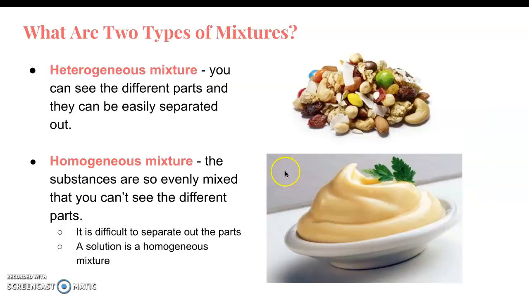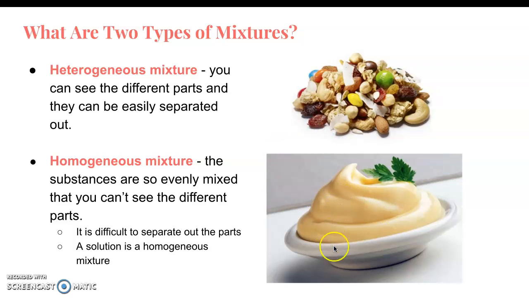All right, and so then we talk about what are two different types of mixtures. A heterogeneous mixture is one in which you can physically see the different parts. So in this trail mix, we have some M&Ms, we have some cashews, almonds, coconut flakes, raisins. These maybe look like cranberries. And I can see each individual piece and I can separate them out.